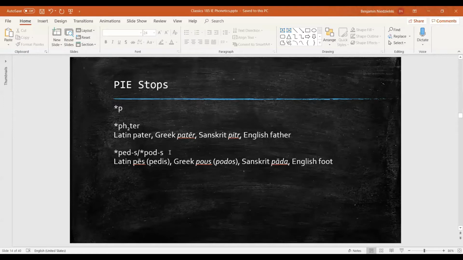Likewise, in this reconstructed form for foot, we have Latin pes and a corresponding form pedis, which means of the foot, Greek pous and a corresponding form podos, which also means of the foot, Sanskrit pada, and English foot. So as we can see from this, the Latin, Greek, and Sanskrit all match what we reconstruct for Proto Indo European. A Proto Indo European p stays as p in Latin, Greek, and Sanskrit. In English, it undergoes Grimm's law from p to f.